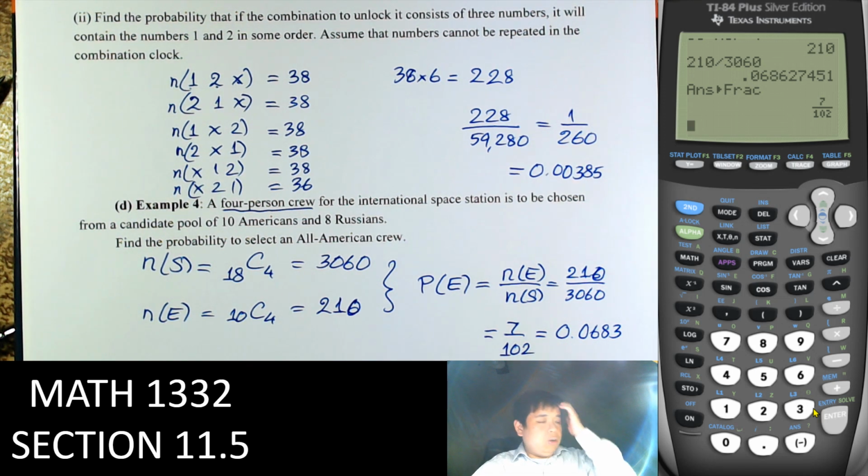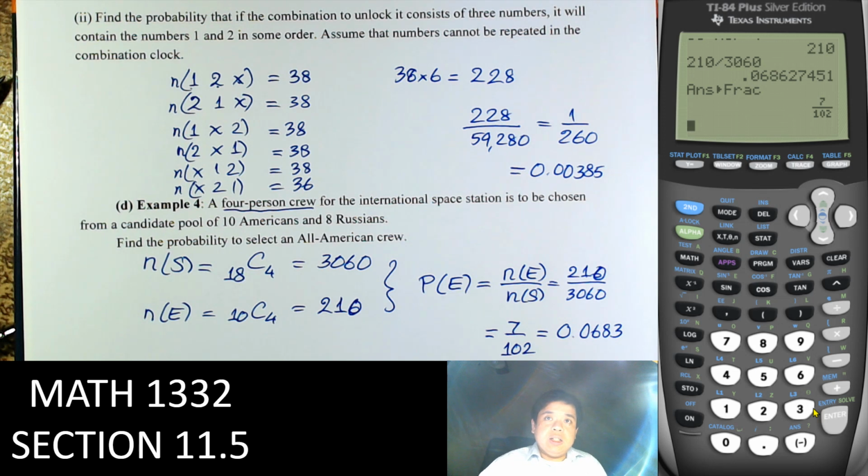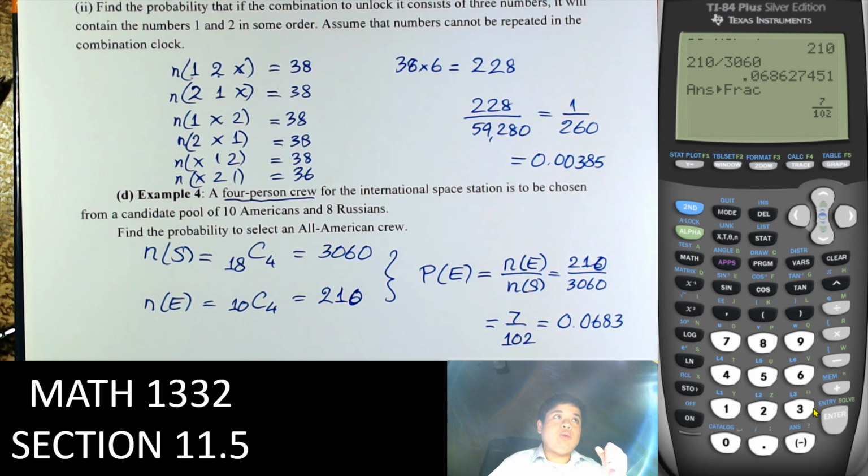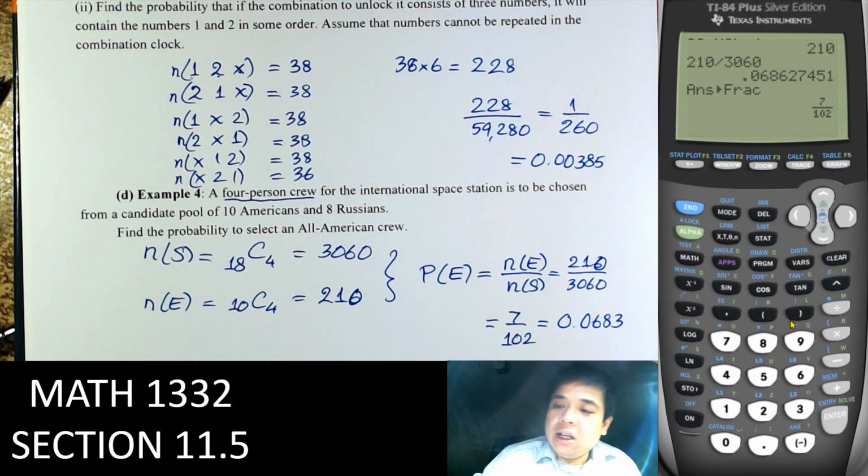Right. So again, this is the crew, so the order doesn't matter, and there's 18 of them. We select 4 out of 18. That's what we have. And then if we want an all-American crew, we choose 4 out of 10. So that's 210, and we divide them. So that's what we have. And with that, we finish section 11.5. Thank you for watching and see you in another video in Math 1332.